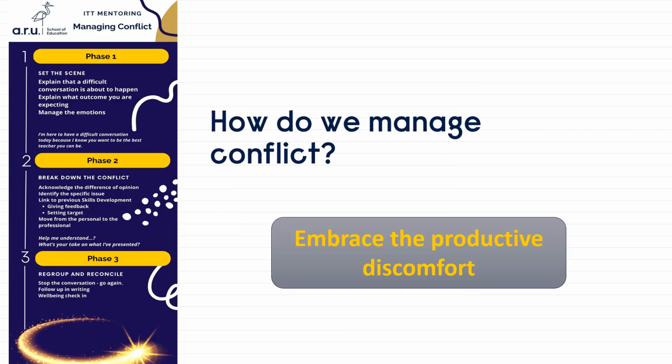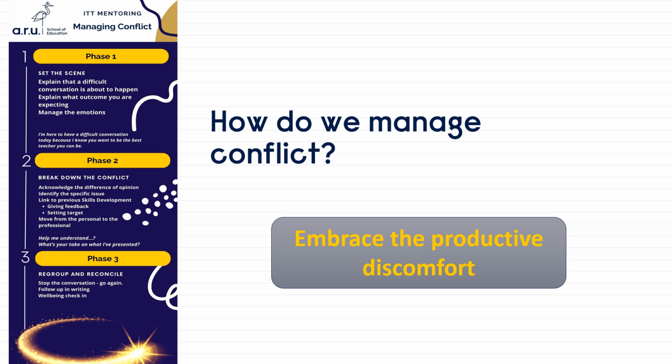So for today's skills development infographic, you've got the 3 phases again, and you can work through them. I'm asking you to embrace what I call the productive discomfort, the idea that uncomfortable conversations produce something that is better in the end. If it's not better in the end, you've not managed that conflict well. You need to start by setting the scene and explaining to a trainee that a difficult conversation is going to happen and the outcomes that you're expecting. Set those expectations. Take time to manage the emotions, yours and the trainees'. I'm here to have a difficult conversation with you today because I know you want to be the best teacher you can be.